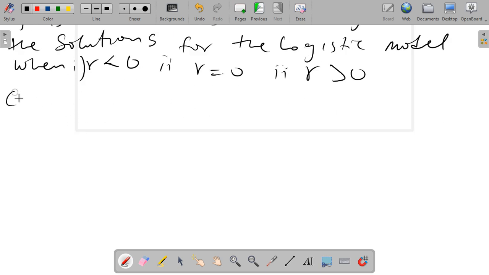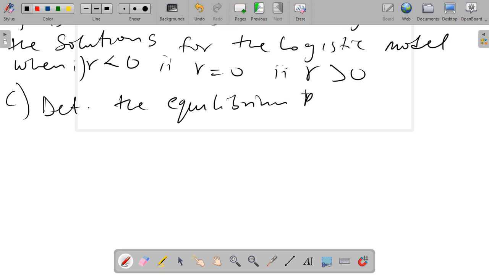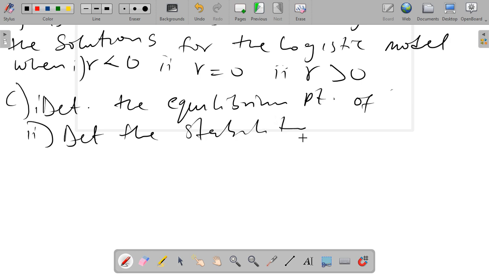The C part of it said we should determine the equilibrium point of the logistic model. So determine the equilibrium point, that is C(i). The (ii) of it said we should determine the stability. Then (iii) said we should interpret the solution.